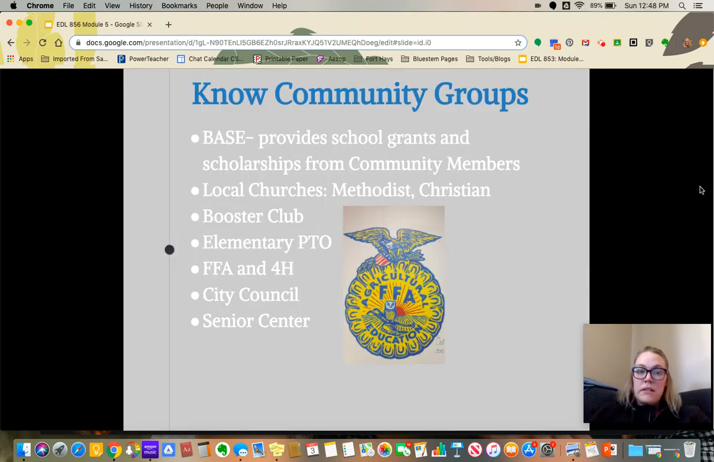Community groups: there is a school community group. It provides school grants and scholarships and is community member led. We also have lots of local churches, the Methodist Church and the Christian Church in Leon, who help with after school programs on Wednesdays. They also provide scholarships for our kids as well. Booster Club, elementary PTO. We have a lot of FFA and 4-H kids, so they may do both of those or be a part of both of those organizations.